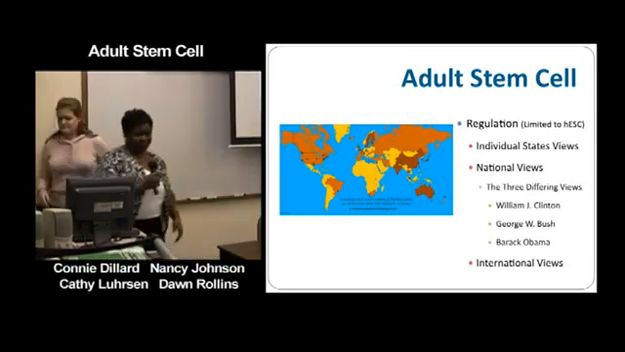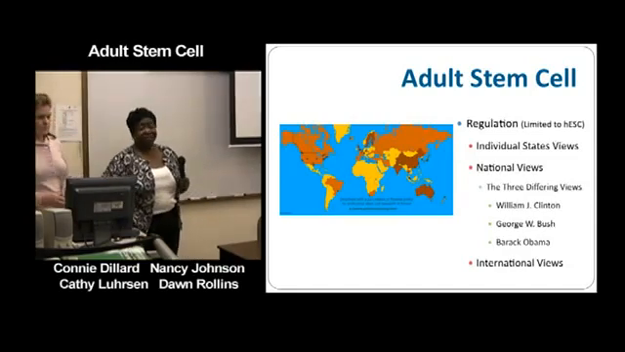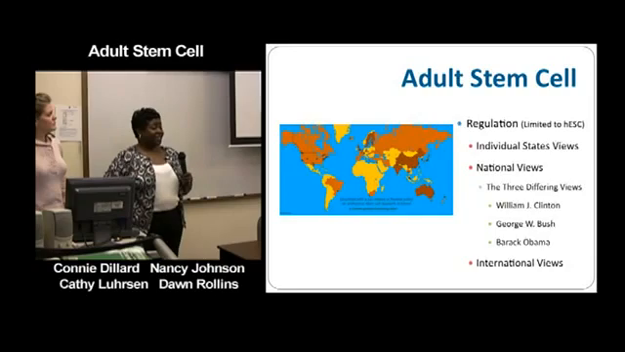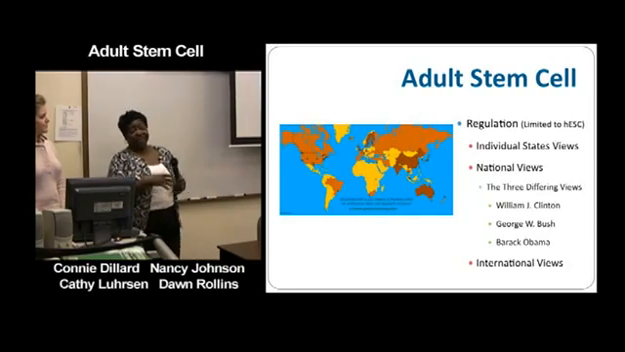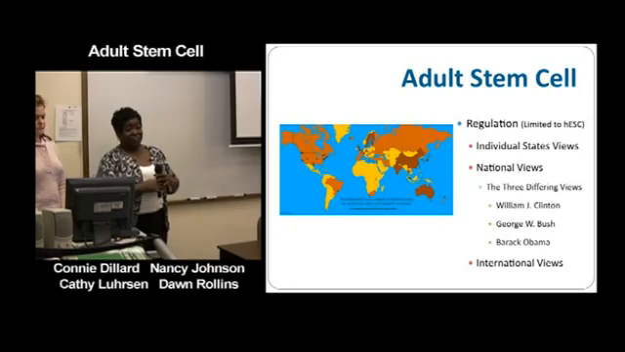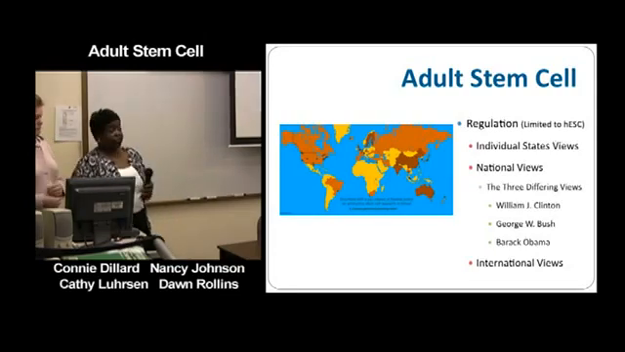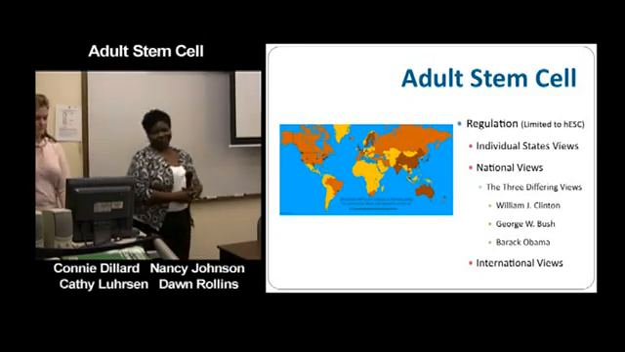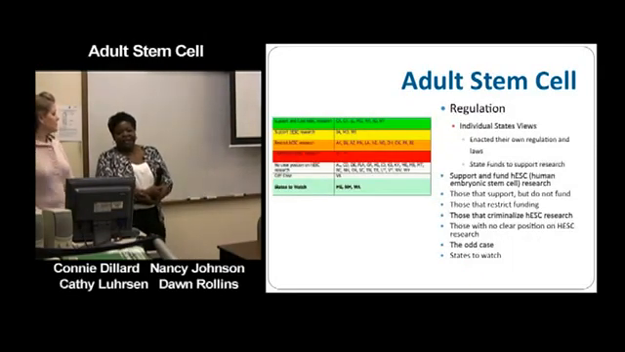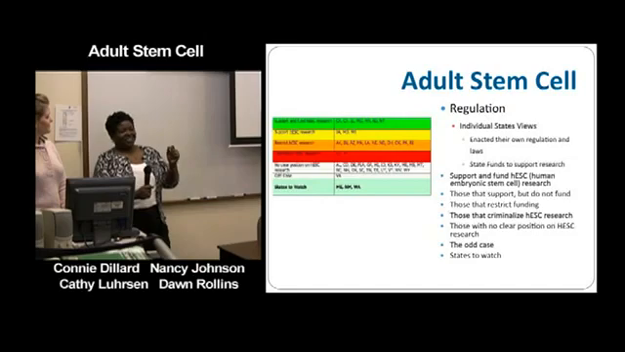As stem cell research developed, you'll notice that in 1989 and 1999, they start to use embryonic cells. And right after that, the regulations started. My section is on regulation, and I'm going to describe the individual states' view, the national views, and the international views of regulation. Individual states started enacting their own laws to usurp the federal laws. I should say not laws, they were executive orders from presidents.